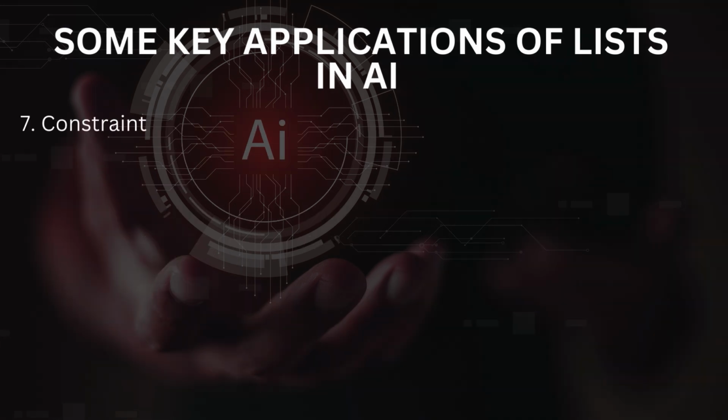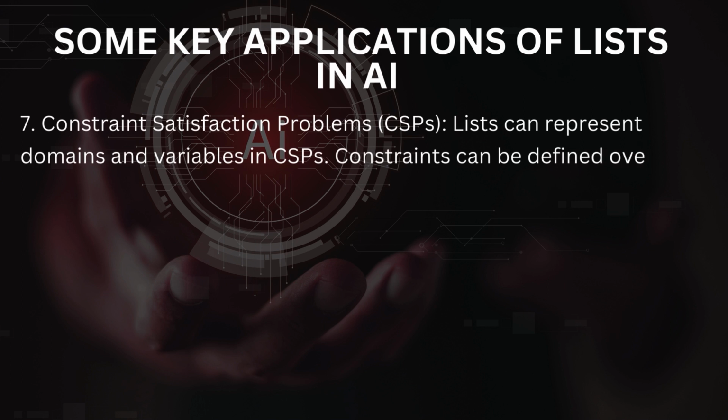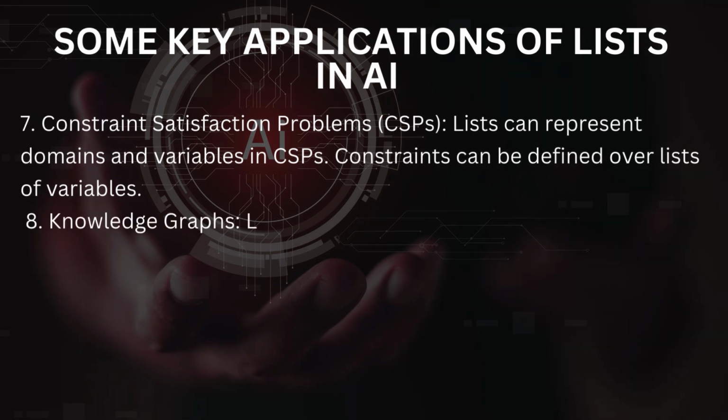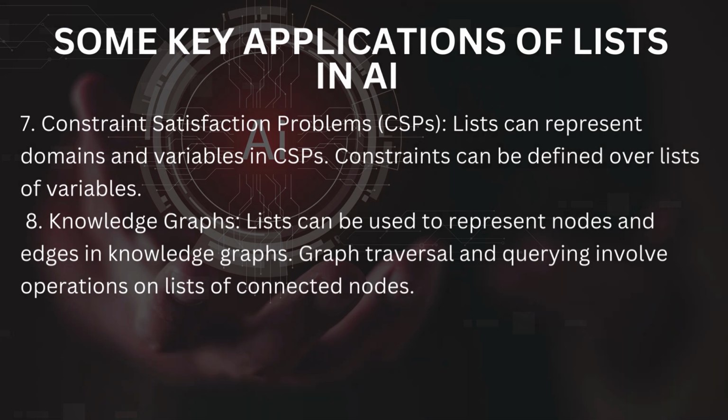Next application is constraint satisfaction problems. In short, we can call it CSP. Lists can represent domains and variables in CSPs. Constraints can be defined over lists of variables. Next application is knowledge graphs. Lists can be used to represent nodes and edges in knowledge graphs. Graph traversal and querying involve operations on lists of connected nodes.